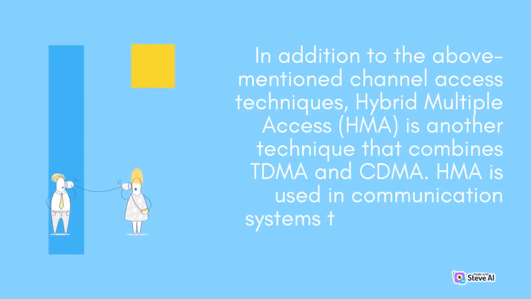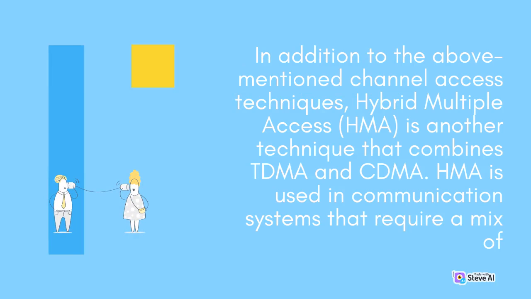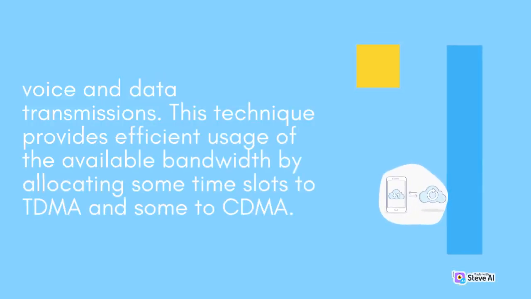In addition to the above-mentioned channel access techniques, hybrid multiple access (HMA) is another technique that combines TMA and CDMA. HMA is used in communication systems that require a mix of voice and data transmissions. This technique provides efficient usage of the available bandwidth by allocating some time slots to TMA and some to CDMA.